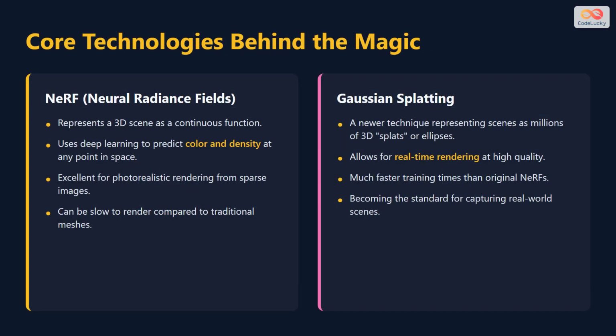2 key technologies drive this innovation. Neural Radiance Fields, or NeRF, use deep learning to predict how light travels through a scene, creating photorealistic visuals. Gaussian Splatting is a newer technique that represents scenes as millions of 3D points, allowing for incredibly fast, real-time rendering of captured environments.